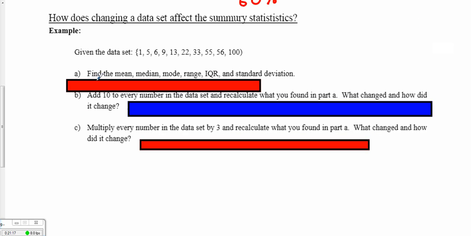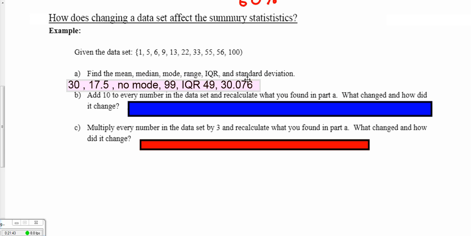Let's look now at how changing data affects the summary statistics. If this is our first data set, 1, 5, 6, 9, 13, 20, 22, 33, 55, 56, and 100, we need to find the mean, median, mode, range, interquartile range, and the standard deviation. Plugging these values into the calculator and running our statistics will help us find each of these. The mean, median, and mode will all be found right on the calculator.